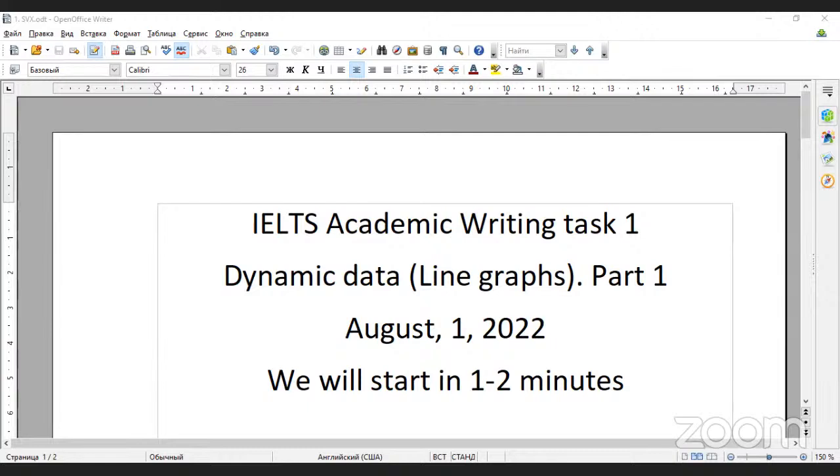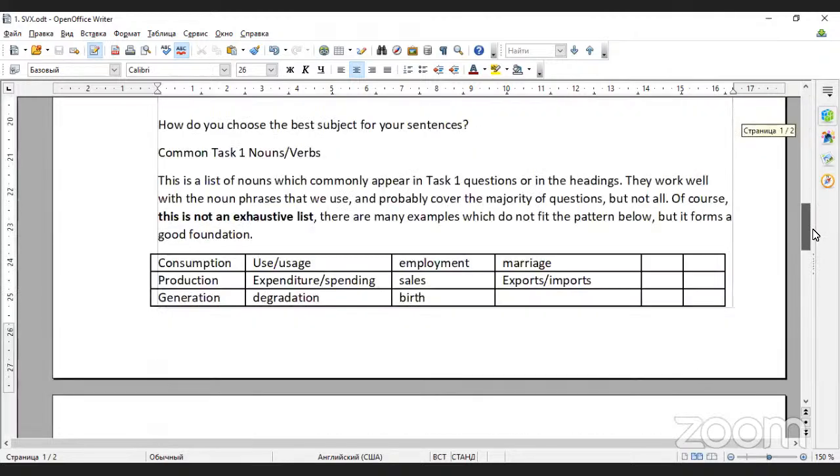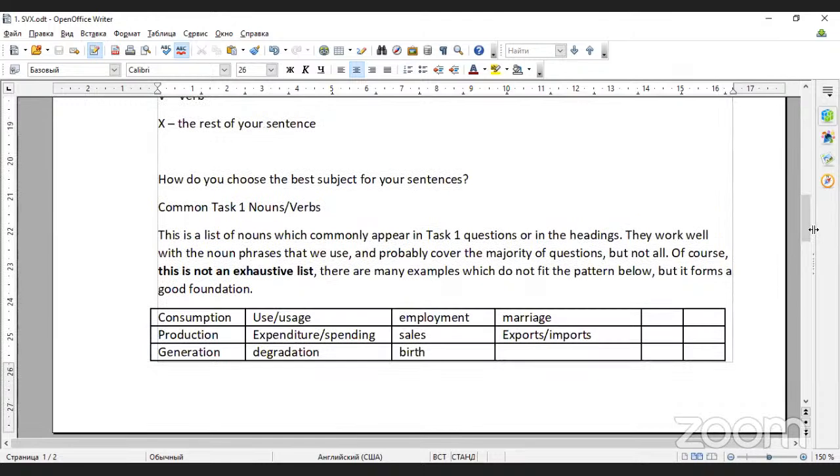Leonid. Okay, great. So once again, for those who have just joined us, we're going to talk about dynamic data, line graphs, academic writing task 1. The first thing I want to talk about is, when you have the task in academic writing task 1, usually it has some keyword, a noun phrase. For example, the graph below shows water consumption or meat consumption, or for example, rates of employment in a certain place over a certain period of time.